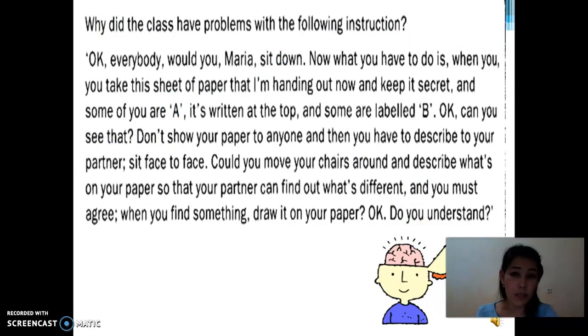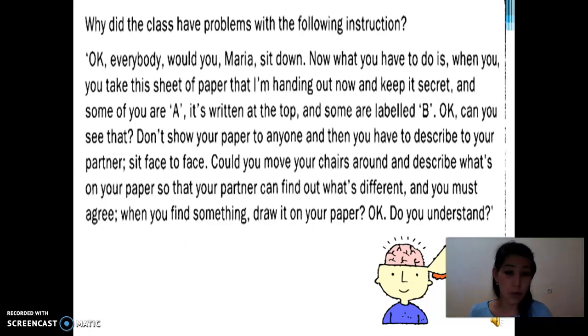So here, given in the slide, you may see some part of the explanation, the instruction for a particular activity. Why did the class have problems with following the instruction? So here it is shown that the instruction is too long for the learners. It means that the teacher is not giving factual information, the focus of the task, and then step by step explaining what they should do. And the instruction is too long.